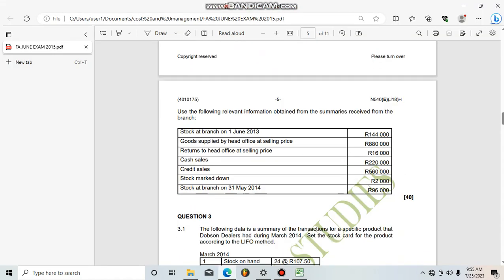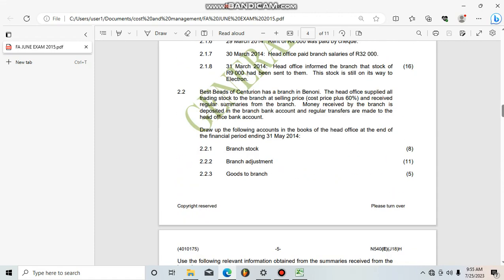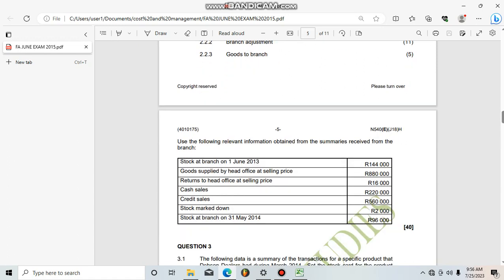Okay, so here's the additional information. It says use the following relevant information obtained from the summaries received from the branch. So we have the stock at the beginning of 2013. Remember, our year ends on the 31st May 2014, which means our year starts on the 1st of June 2013. So this one is the opening balance for the branch inventory, because it's a stock, right?